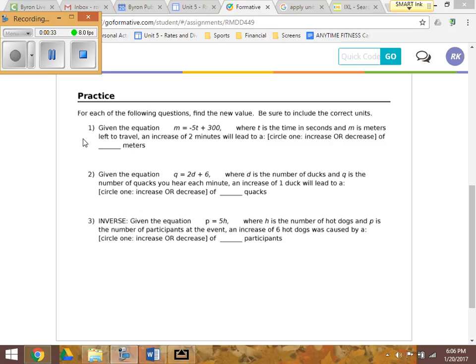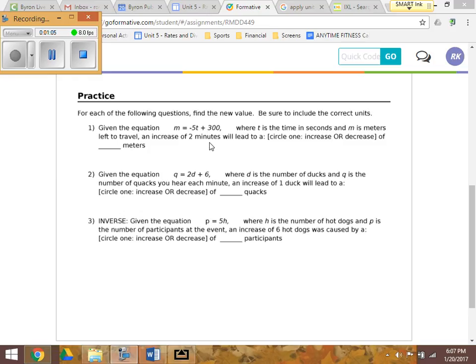All right, given this equation, m is equal to -5 times t plus 300, where t is the time in seconds and m is meters left to travel. An increase of 2 minutes. Well, okay, I think this is a typo here. I'll have to change this at some point. Where this says seconds, we're going to need this to be seconds as well. So we're going to assume that this says 2 seconds. An increase in 2 seconds will lead to a blank of meters.